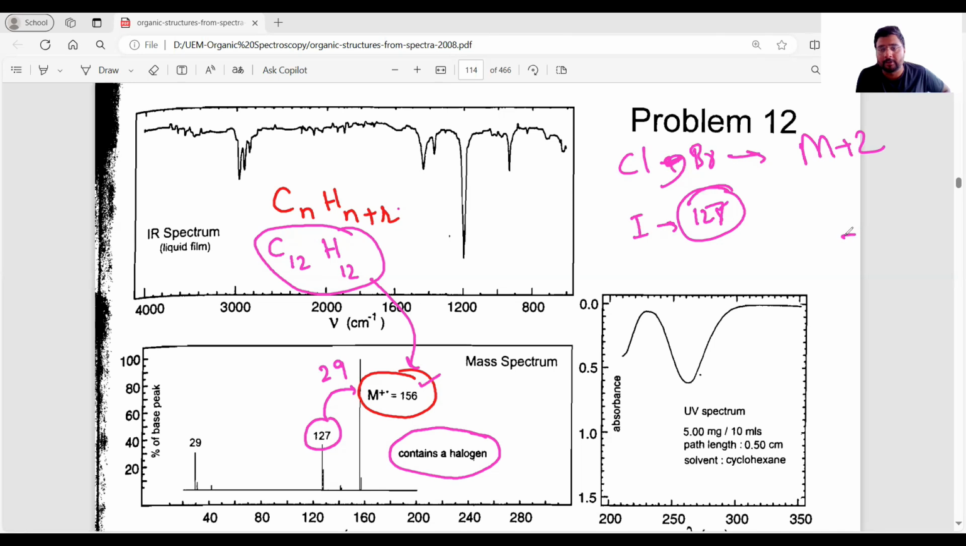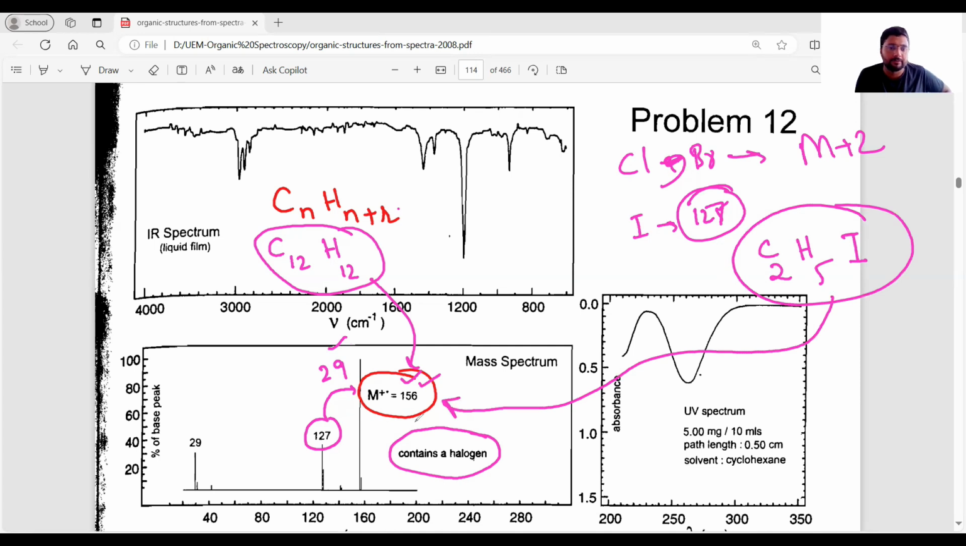So the molecular formula of this unknown compound contains iodine, first of all. Iodine is confirmed at 127. The molecular ion peak is 156, so the remainder is 29. So 29 would be carbon and hydrogen. How many carbon? 2 carbon, 24, and 5 hydrogen, 29. So this is the molecular formula of this unknown compound, and its molecular ion peak will be 156. Iodine 127, hydrogen 5, 127 plus 5 is 132, 132 plus 24, you will get the answer 156.